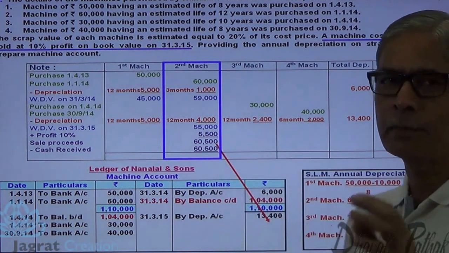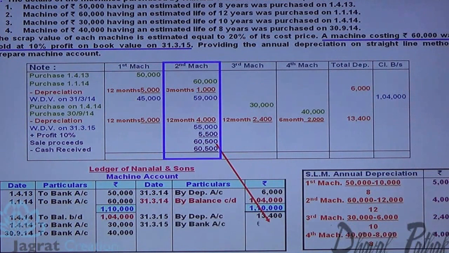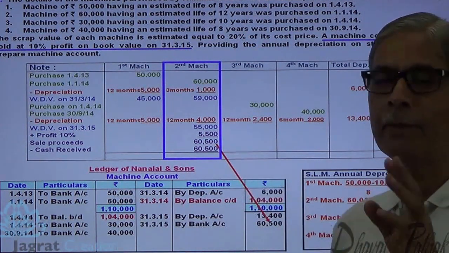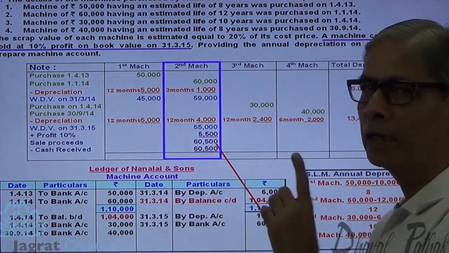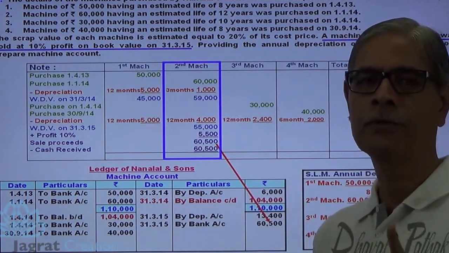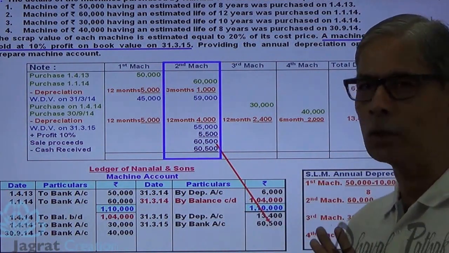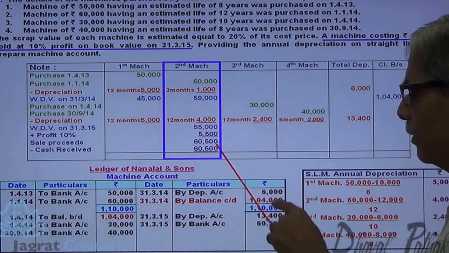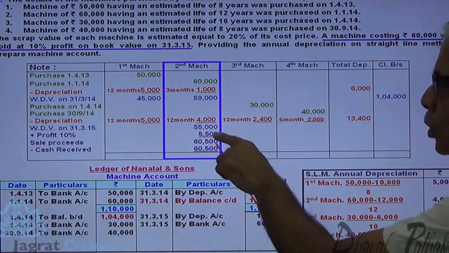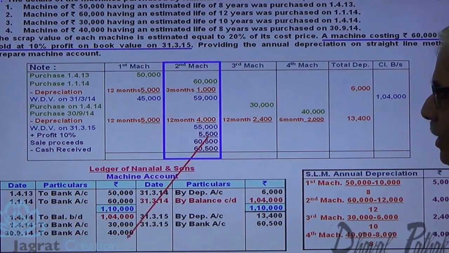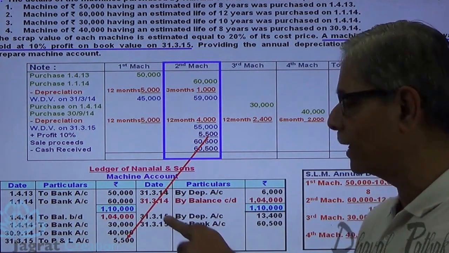Now the sales proceeds, machine is sold. Cash is received, bank account debit to machinery account credit. And the profit on sale of machinery will be credited to profit and loss account, and it will be debited to machinery account. Remember, when the machine is sold, the book value on the date of sale is to be credited to machinery account. Here the book value on the date of sale is 55,000. Instead of 55,000, I have credited 60,500. So 5,500 will be debited, profit on sale of machinery. So machinery account debit to profit on sale of machinery account credit 5,500.